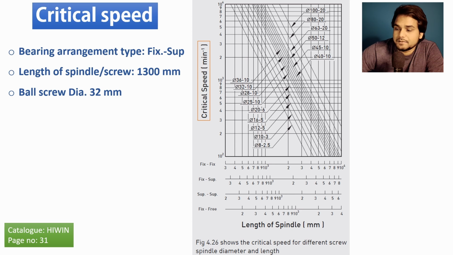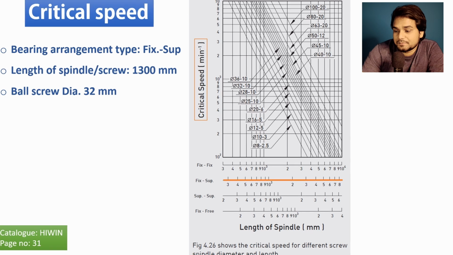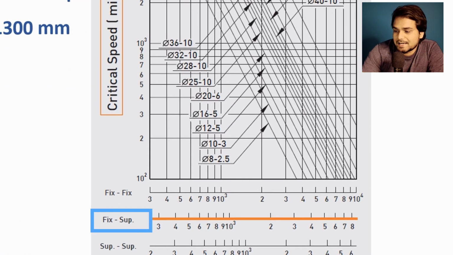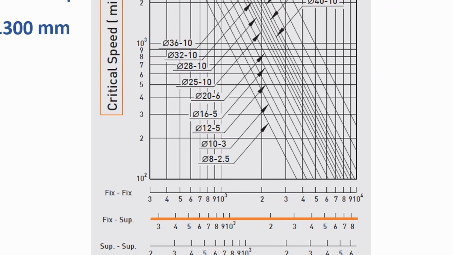Also we can check with the manufacturer technical datasheet, and here this is the fixed-float bearing arrangement line. On the x-axis, the length of the screw is given, and don't worry about this table, you will find it in every manufacturer catalog. I will leave this in the description.